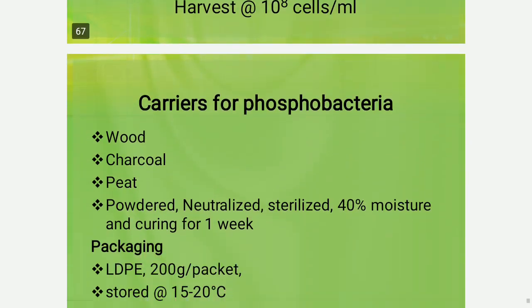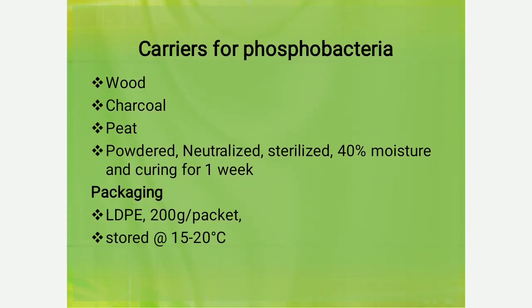So, coming to the carriers for phosphobacteria: wood, charcoal, peat, powdered, neutralized, sterilized, with 40% moisture and cured for 1 week. All these are powdered, neutralized, and sterilized with 40% moisture. Sterilized, and 40% moisture should be retained to hold back the phosphorus soluble microorganisms.